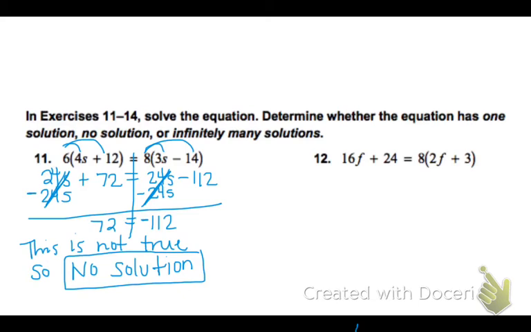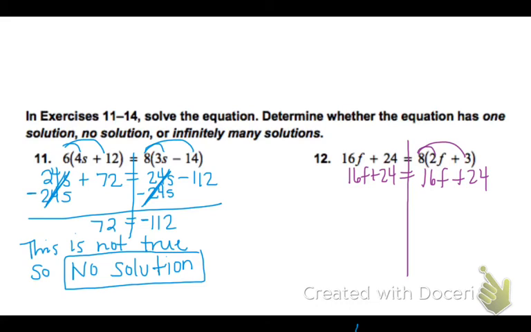Okay? On the right over here, I'm going to change colors because I can. And I'm going to draw my line. Now on the left, we have 16f plus 24. Nothing changed there. But on the right, we have to do the distributive property. 16f plus 24. And at this point, this is where we call it the identity, right? Because it's the exact same thing. 16f plus 24 and 16f plus 24.